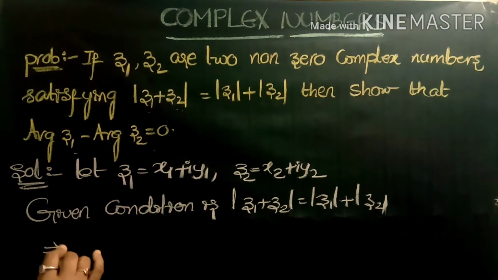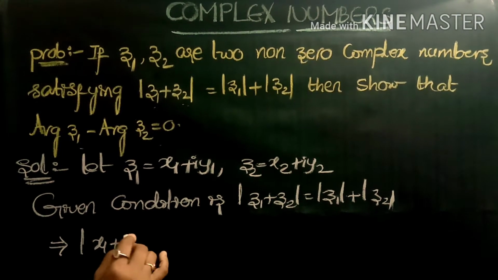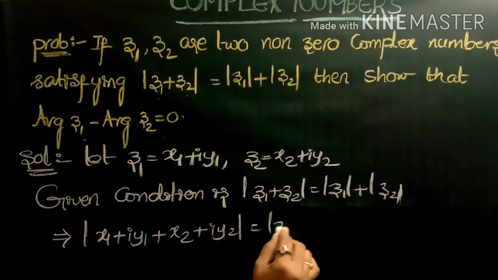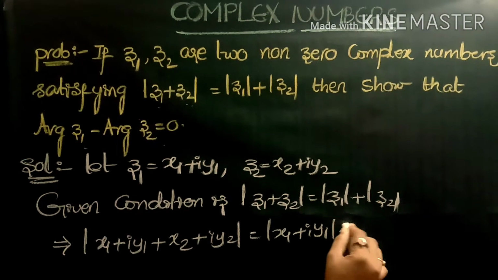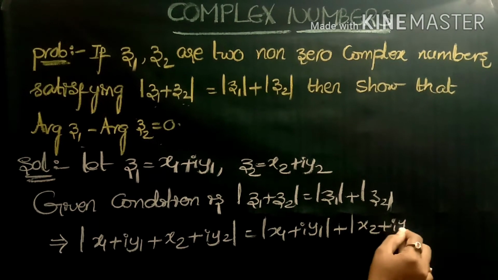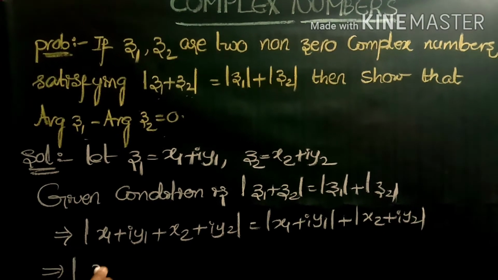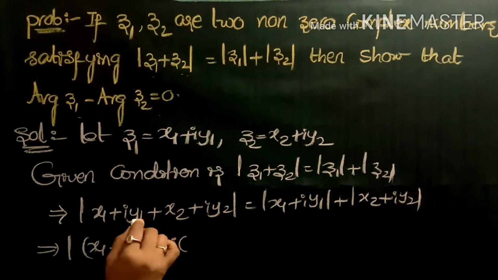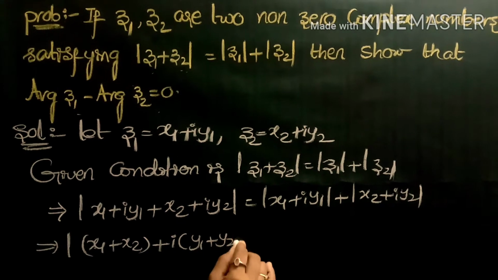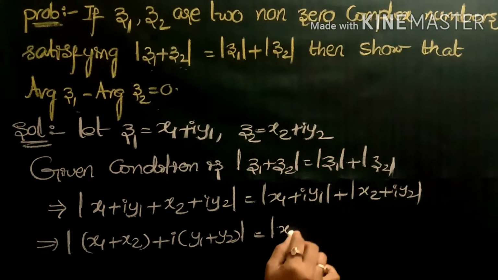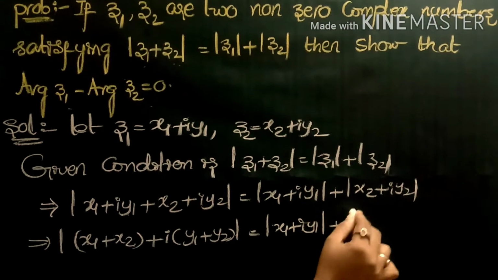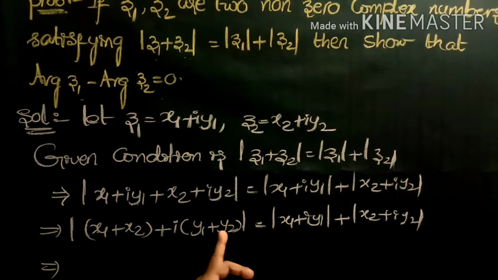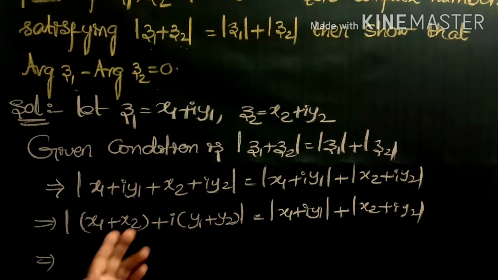Now we are substituting the Z1, Z2 values. Mod of x1 plus iy1 plus x2 plus iy2 is equal to mod x1 plus iy1 plus mod x2 plus iy2, which implies x1 plus x2 plus i into y1 plus y2. That is writing the real part first and next taking the imaginary part by taking i common. Now taking the modulus values here. This is in the form of a plus ib. Now the modulus of a plus ib is equal to square root of a square plus b square.